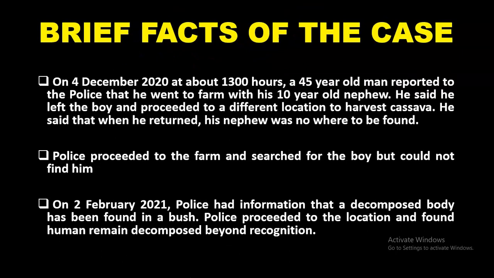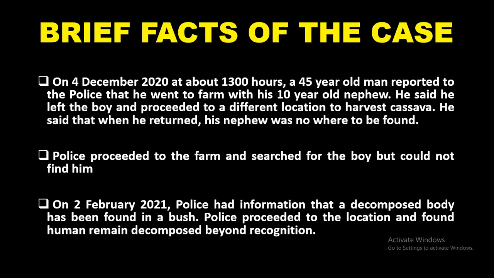So let's come to the brief facts of the case. What actually happened per police investigation. So on 4th December 2020 at about 1300 hours, that's 1 p.m. in the afternoon, a 45-year-old man reported to the police that he went to farm with his 10-year-old nephew. He said he left the boy and proceeded to a different location to harvest cassava. He said that when he returned, his nephew was nowhere to be found. Police proceeded to the farm and searched for the boy but could not find him.